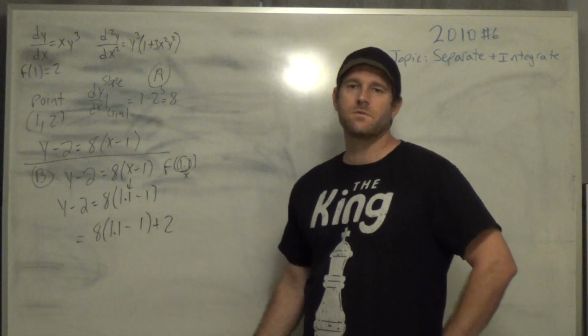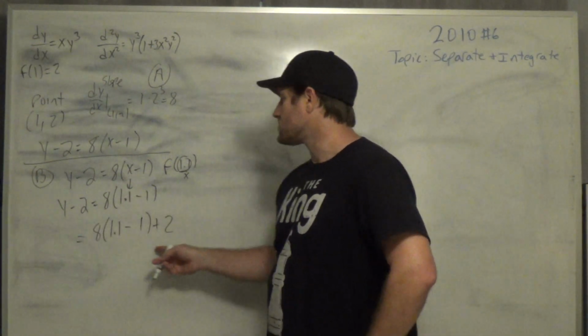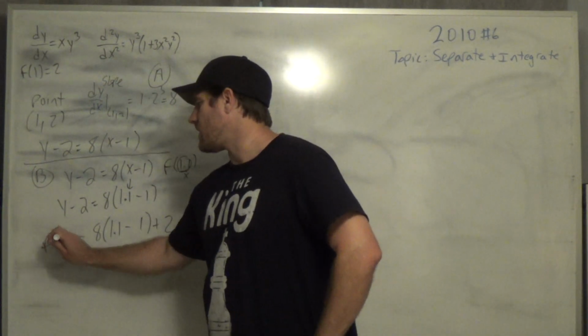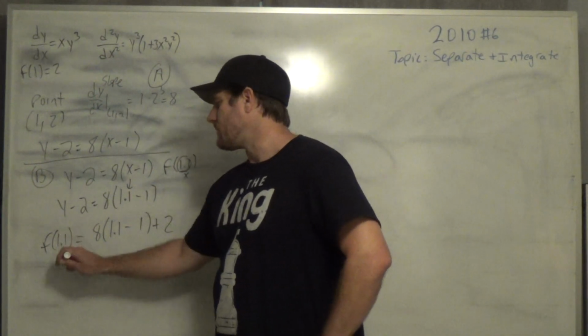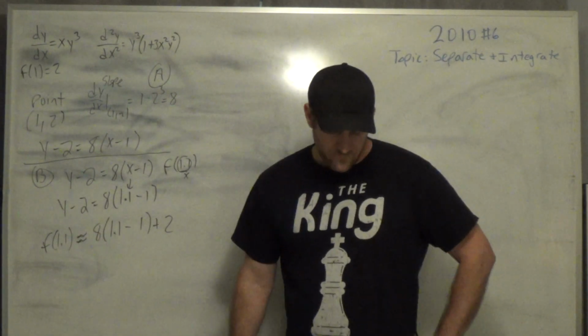There's no reason to simplify. Don't simplify at all. And I'm going to be fancy. Instead of just leaving it y equals all this, I'm going to replace the y with f of 1.1. And that's approximately what it is. Now, that's the first part.